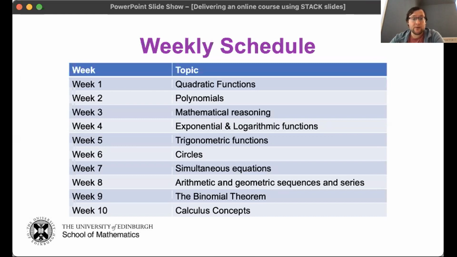So we began with quadratic functions and polynomials. We had a week on logic and mathematical reasoning, and then we had a couple of weeks discussing exponential functions, log functions and trigonometric functions, before moving on to some slightly higher difficulty concepts such as the binomial theorem and some introductory calculus. The idea being that the students who finish this course could then go and study the other course, Fundamentals of Algebra and Calculus, once they'd completed this course.